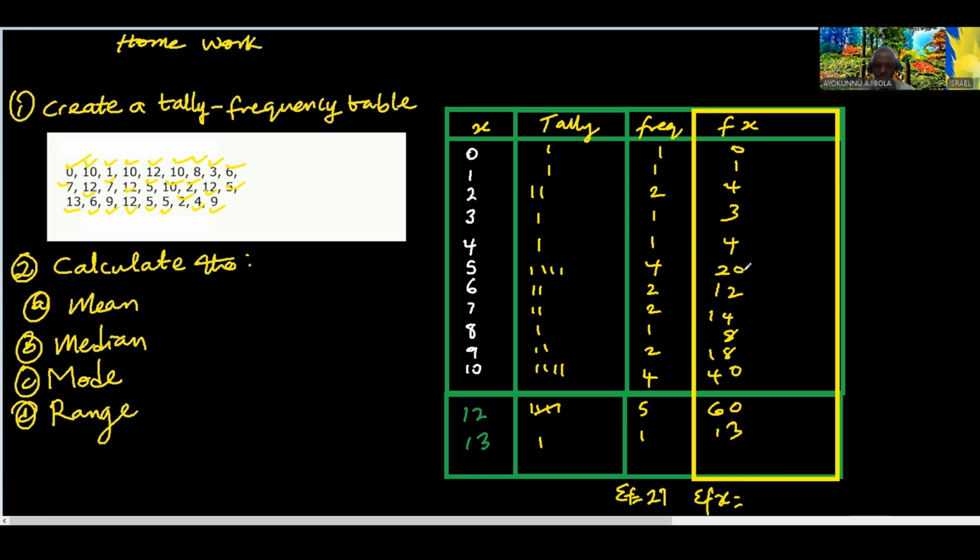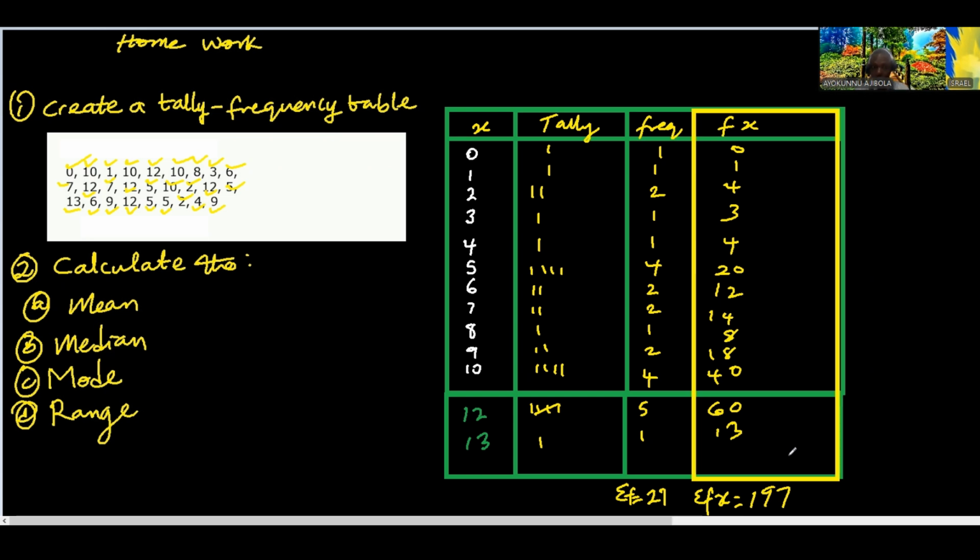Okay. 32 plus 12 is 44. Then 44 plus 14 is 58. 58 plus 8 is 66. And 66 plus 18 is 84. 84 plus 40 is 124. And 124 plus 60 is 184. 184 plus 13 is 197. Okay? So that's going to give us 197.